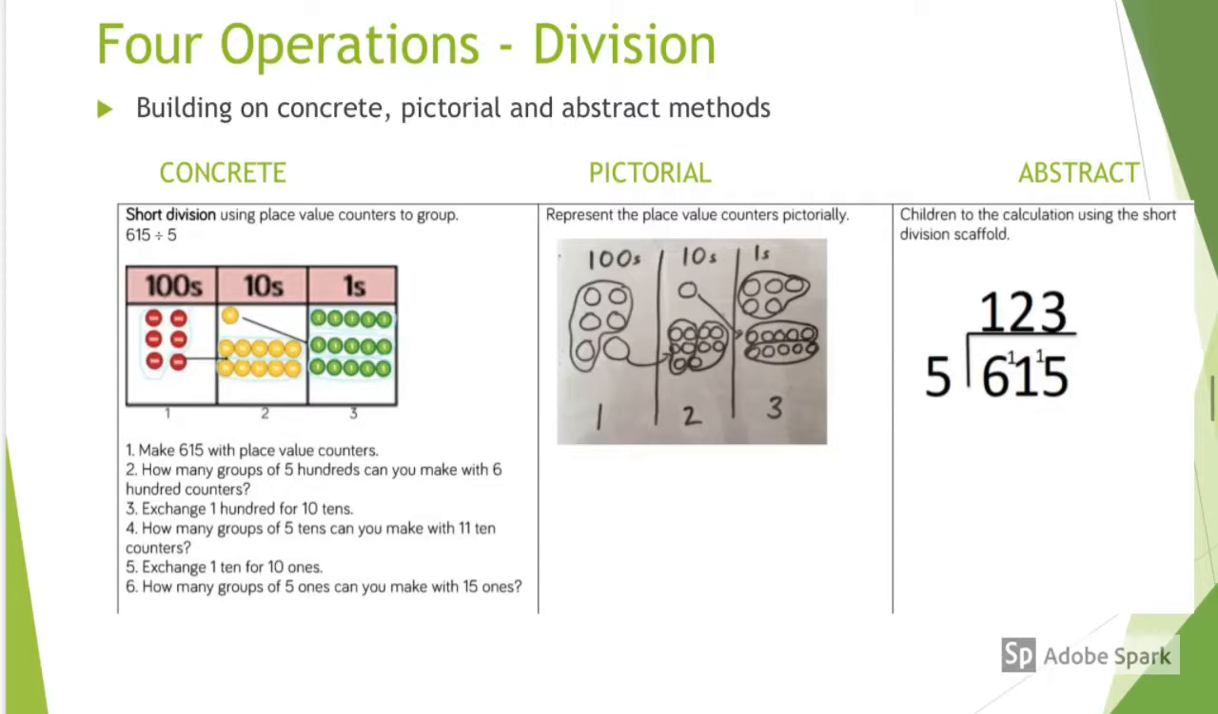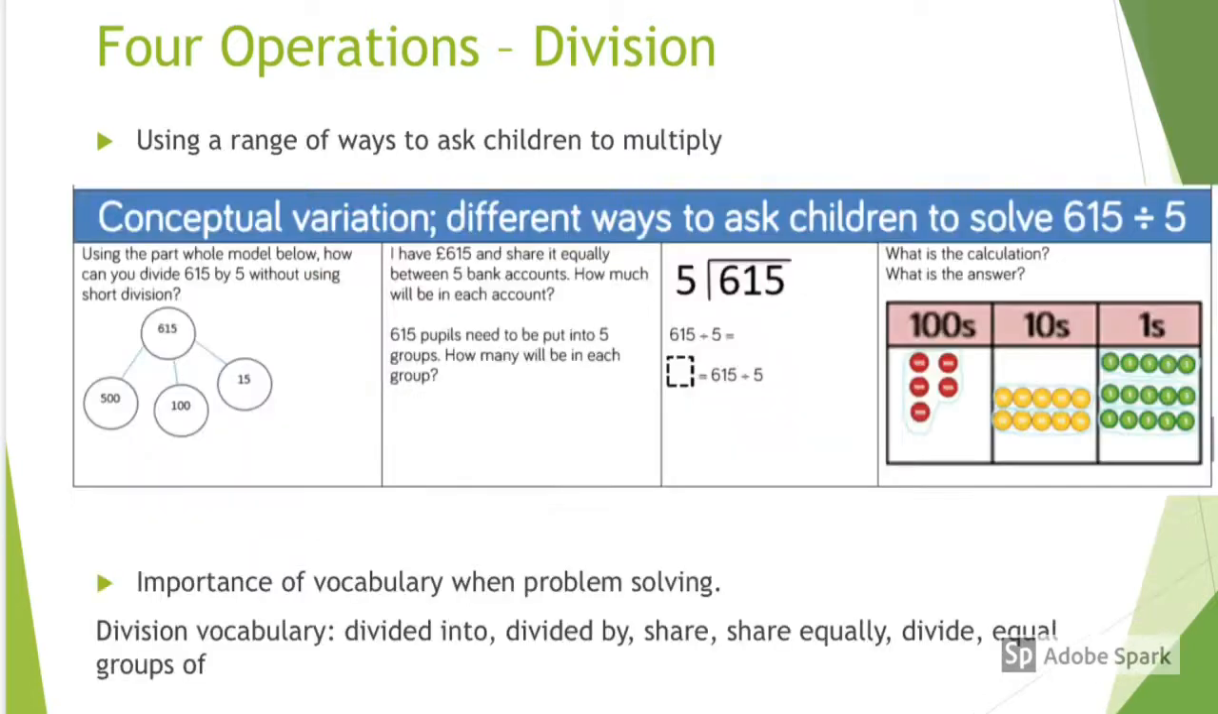However, up in Year 5 and 6, we introduce children to the bus stop method for the first time, and we divide increasingly larger numbers, usually 3 or 4 digit numbers. You can see here we've started with place value counters and how that divides into the equal groups before showing pictorially, and finally using the bus stop method as a compact method to divide a number in an arithmetic test. And just like before, you can see here lots of different ways we might ask children to show how to divide 615 by 5.